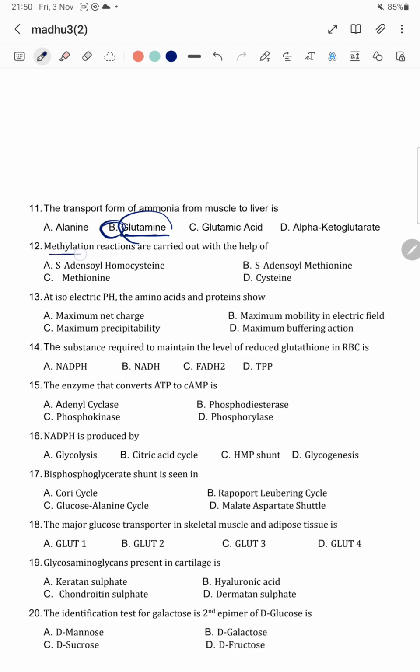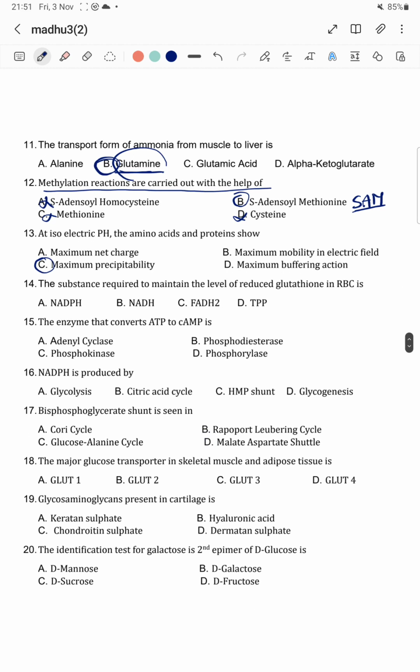And the 12th one: methylation reactions are carried out with the help of S-adenosyl methionine. We can also call it SAM. This SAM donates methyl groups to the reactions wherever required, and methionine is not required. S-adenosyl homocysteine is wrong, and cysteine is also incorrect. And the 13th one: at isoelectric pH the amino acids and proteins show, a very important MCQ, maximum precipitability. So C is the correct answer. I'll explain this MCQ clearly in a separate video.